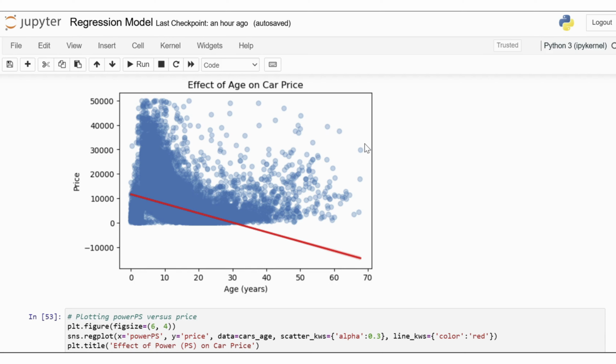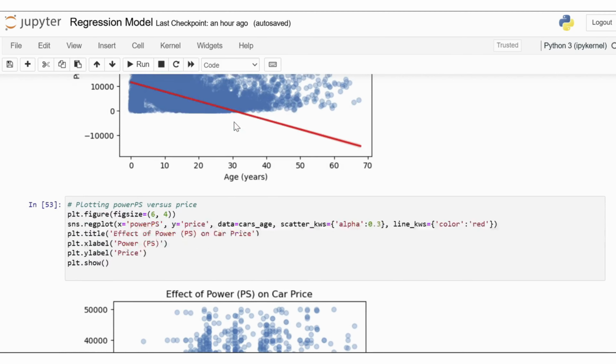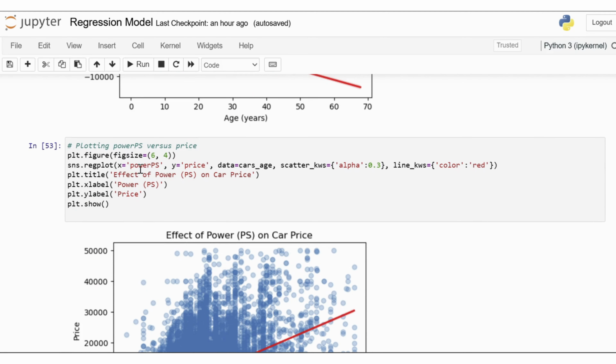This scatter plot effectively illustrates the negative correlation between car age and price. Newer cars are generally more expensive, and prices tend to decrease as cars get older. However, the plot also highlights variability and the presence of outliers, indicating that factors other than age also significantly impact car prices. Next, let's plot the relationship between power and price.